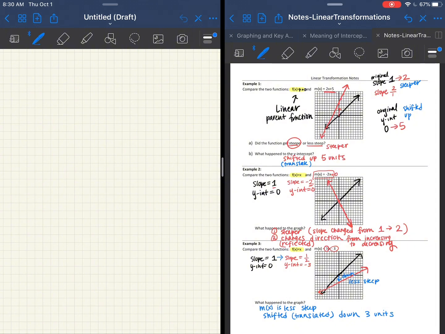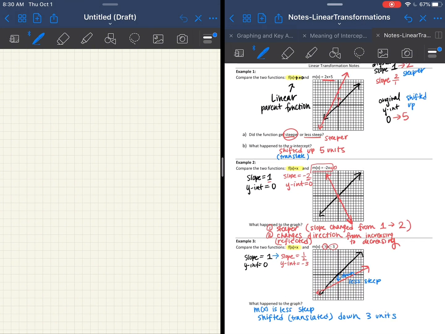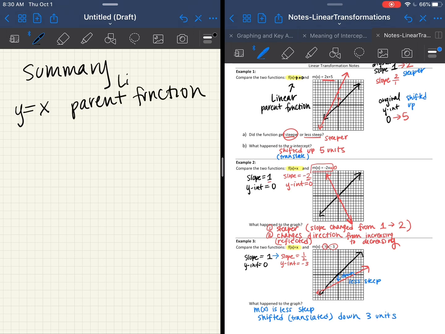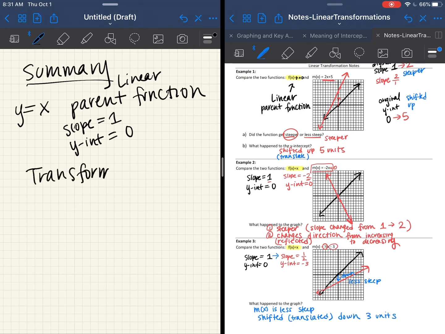All right, so as a quick summary of what we've discovered on these 3 examples, I'm going to write over here. Summary. We know that y equals x is the parent function for linears. It is the linear parent function. Its slope is 1, its y-intercept 0. And so if we're looking at a transformed function, we have to look at two things.